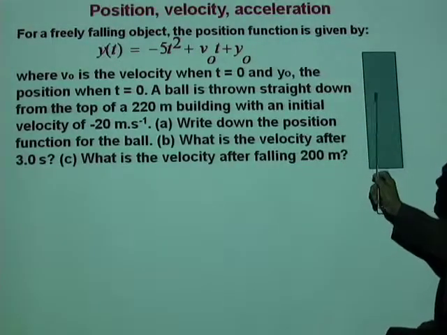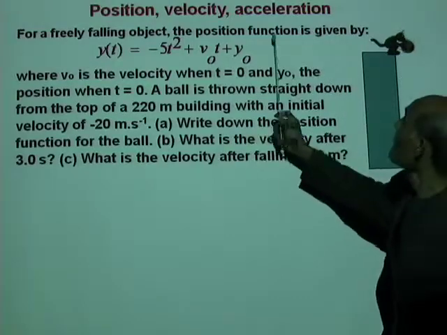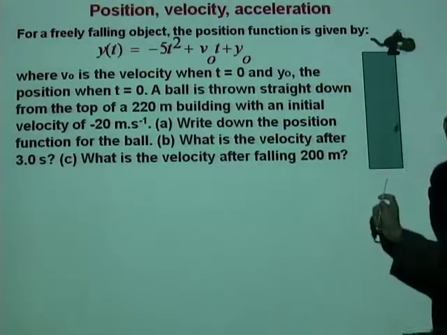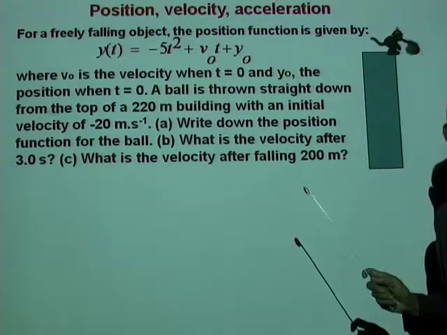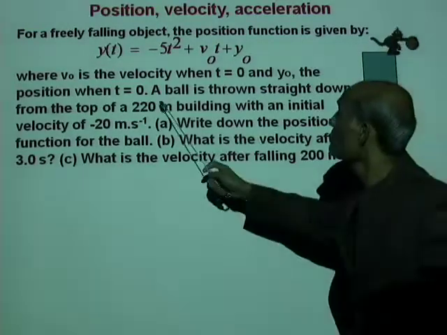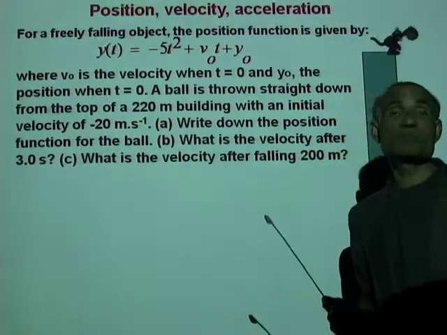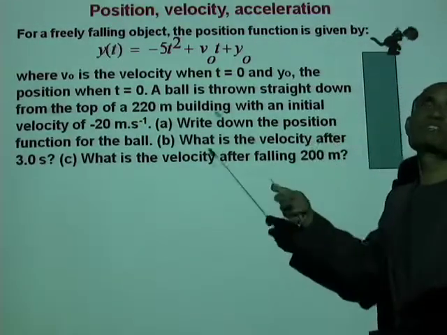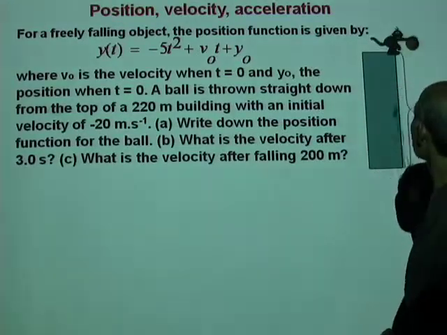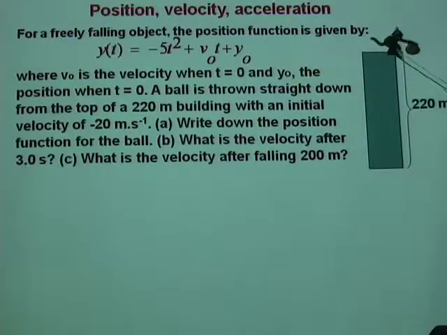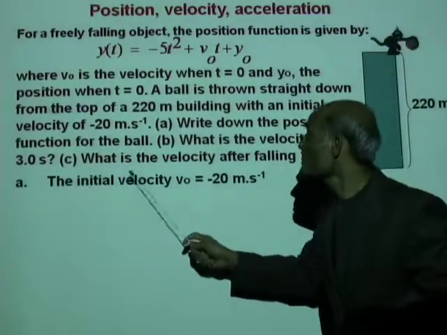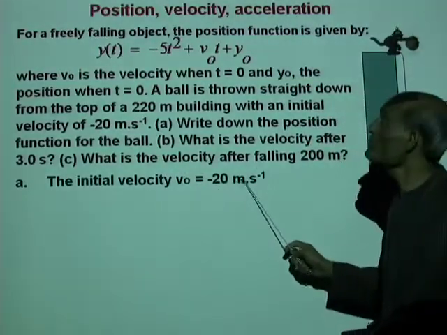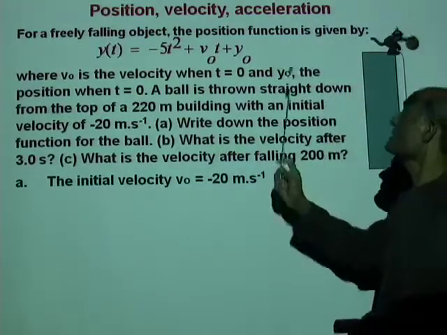Alright, this is the tower, which is 220 meters, and here's the monkey who is up there and going to throw the ball down with a velocity of negative 20 meters per second. I don't think he's going to do that, but we assume that he will. Now this distance is 220 meters. That means initially the position of the ball is 220 meters above ground. We will take the origin as the ground. So we say the initial velocity v0 is negative 20 meters per second. The ball is thrown down with that velocity.